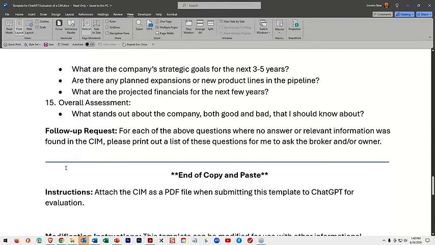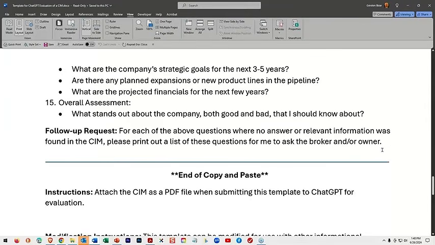Okay. Then the last thing it says here is an instruction to ChatGPT, a follow-up request to what we just requested up here. And that is, for each of the above questions where no answer or relevant information was found in the CIM, please, and by the way, you'll see us use please in there. You think, why are we using please? We're talking to a machine. Interestingly enough, the statistics say that the algorithms in this artificial intelligence like to know we're appreciative. And when we say please and thank you, they tell me you'll get a better, deeper, more qualitative report.